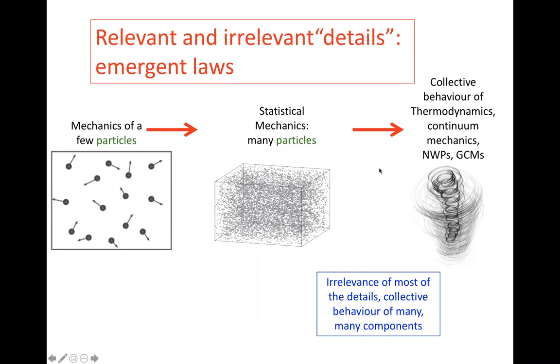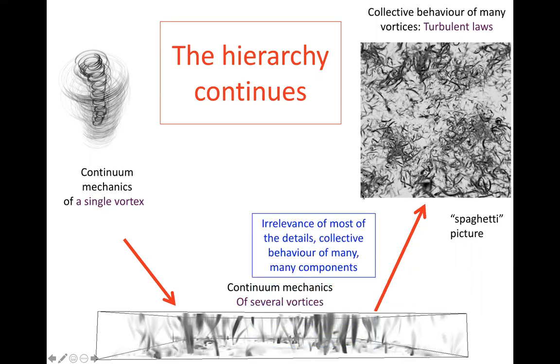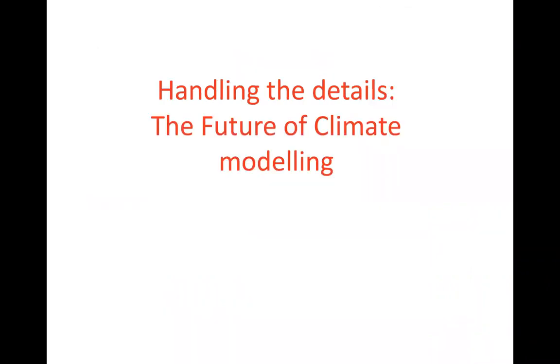But the same thing keeps going. The atmosphere is not just one vortex. It's not even a collection of a small number. It's more like this spaghetti view with lots of vortices. So really we're looking at the collective behavior of many, many vortices. Again, most of the stuff is irrelevant, but instead of ignoring the details, what we really want are collective laws that tell us about the statistical behavior of lots of them. So that's where the future of climate modeling comes in.